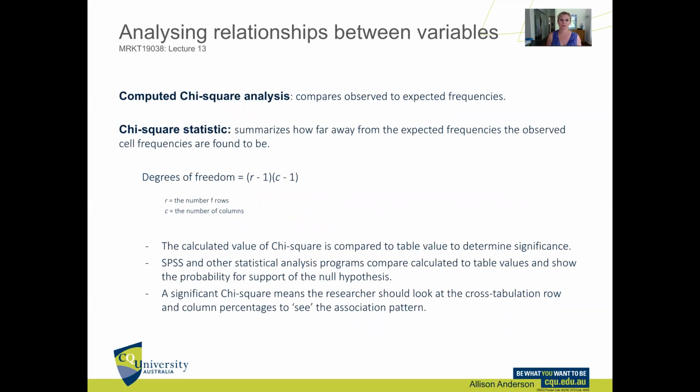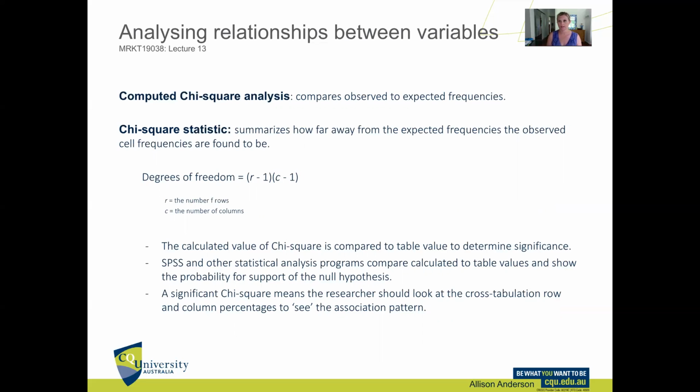All right, so the computed chi-square analysis compares observed to expected frequencies, as I said, but it's usually done using something like SPSS or some other statistical analysis program. I think you can do it in Excel as well. The chi-square statistic summarises how far away from the expected frequencies the observed cell frequencies are found to be within a set of degrees of freedom, okay?